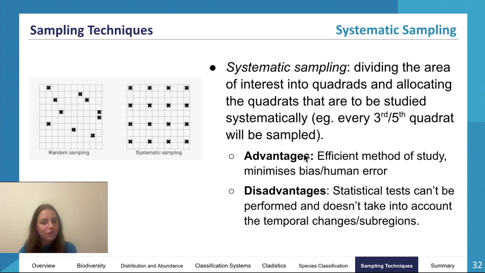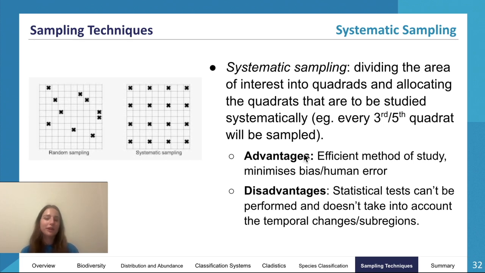So the structured nature of systematic sampling can limit the types of analysis that can be conducted on the ecosystem. So it can be a little more difficult to classify an ecosystem as some of the ones we saw earlier, such as old mature forests, coral reefs, and so forth, since we have less statistical tests to prove what they are. Another limitation is that systematic sampling doesn't account for temporal changes or subregions within the area of interest, just like random sampling.